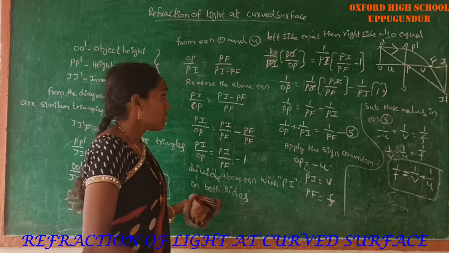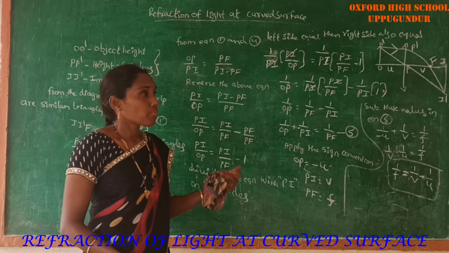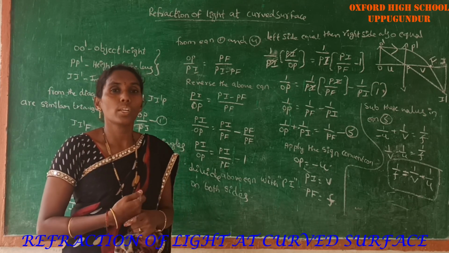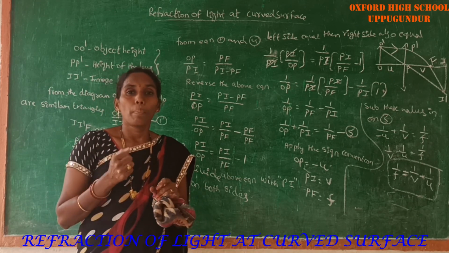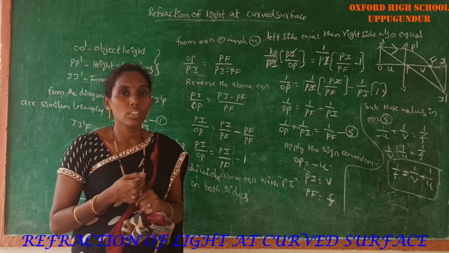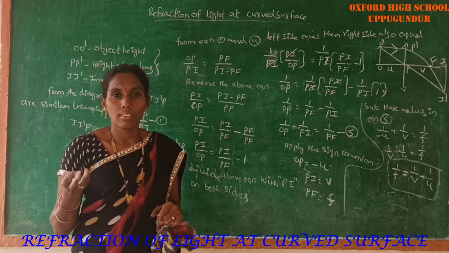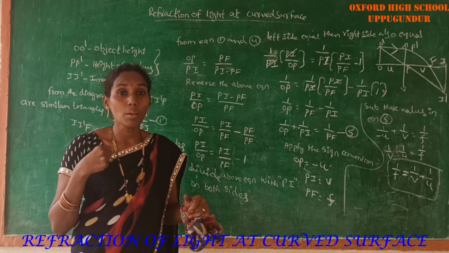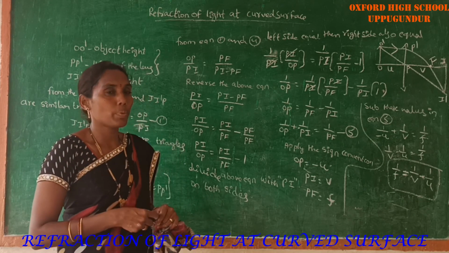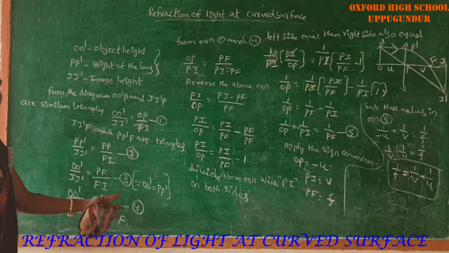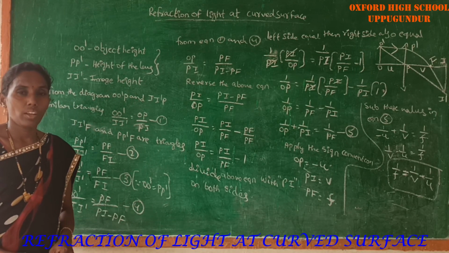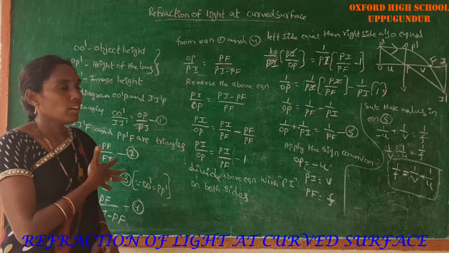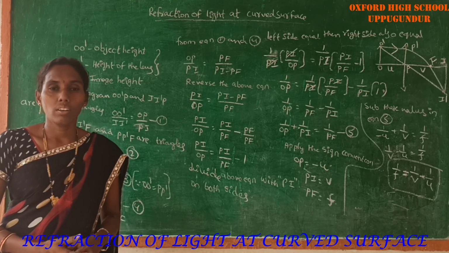In this session we learned what will happen when parallel light rays make a certain angle with the principal axis. The focal plane is formed. What is the focal plane? It is a plane which is perpendicular to the principal axis. After that, this is the lens formula derivation. In this section, we learned the focal plane and the lens formula derivation.